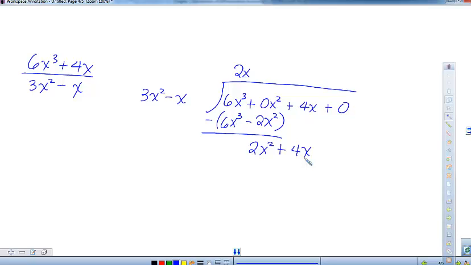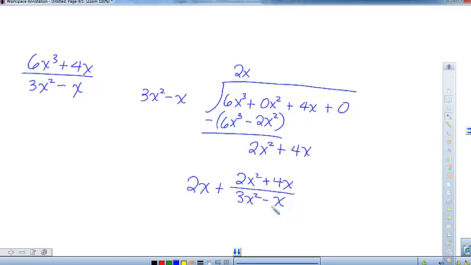Then we ask, how many times does 3x squared go into 2x squared plus 4x? Does it? No, it doesn't. So this thing might be our remainder. So our answer looks something like this, if we can't reduce it. Can we? Our answer looks like 2x plus (2x squared plus 4x) over (3x squared minus x). Okay? All right.